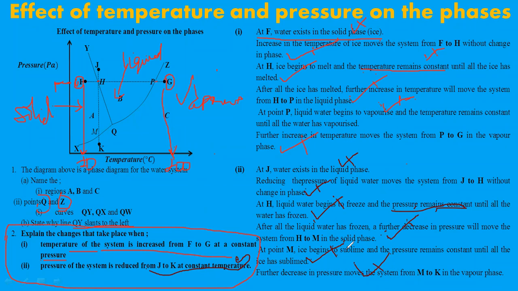Is that very clear, members? All right, if that's very clear, then I want somebody to explain it to me. What happens when the pressure of the system is increased from K to J at a constant temperature? I want somebody other than Ali now.